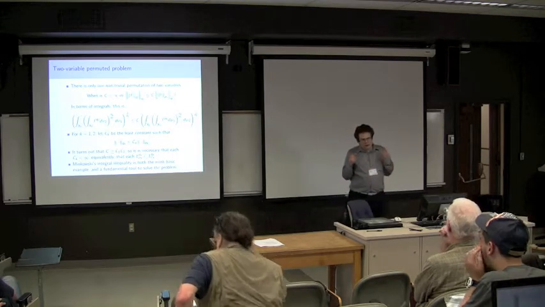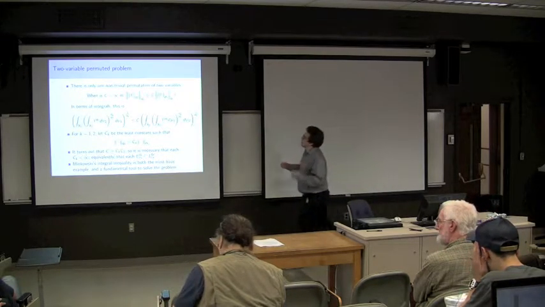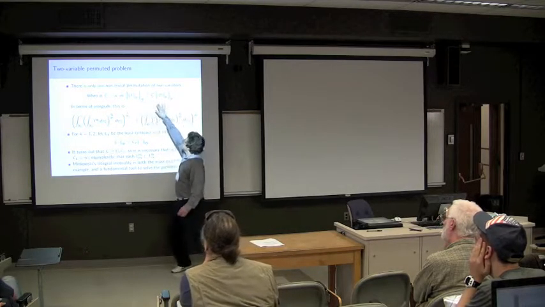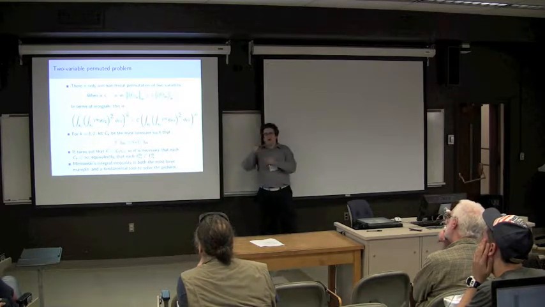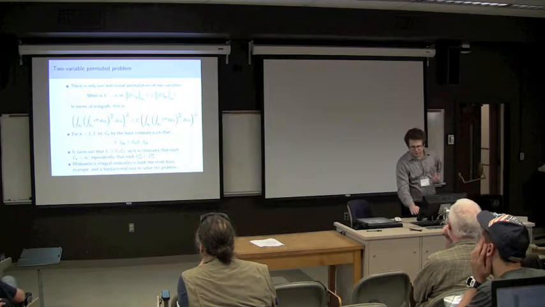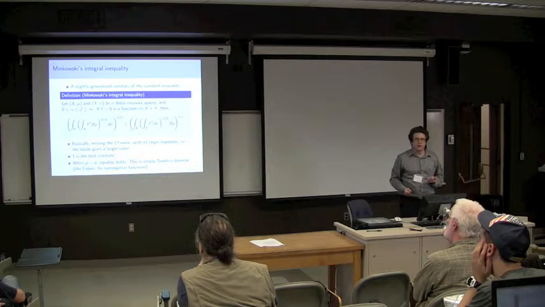But just having these one variable inclusions is not enough. We need something to get an inequality that goes from here to here. We need something to overcome this different permutation. And Minkowski's integral inequality is a key ingredient.